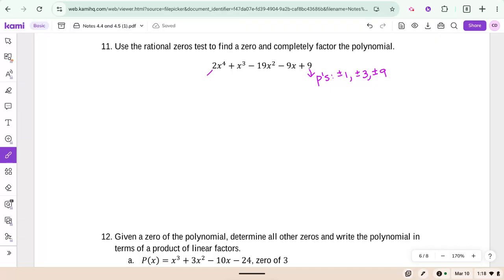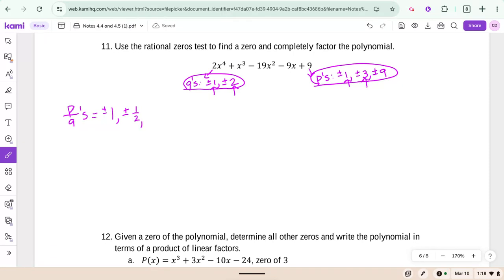My q's come from the leading coefficient. My q's are the factors of 2, plus or minus 1, plus or minus 2. So my p's over q's are going to be all of the possible combinations of the p's divided by the q's. So I do this very systematically. I'm going to start with the 1. 1 over 1 is 1. 1 over 2 is 1/2.